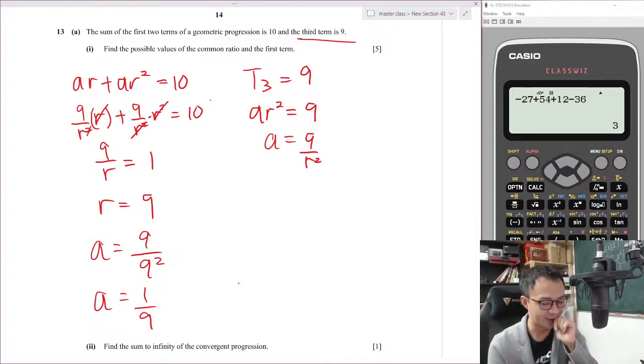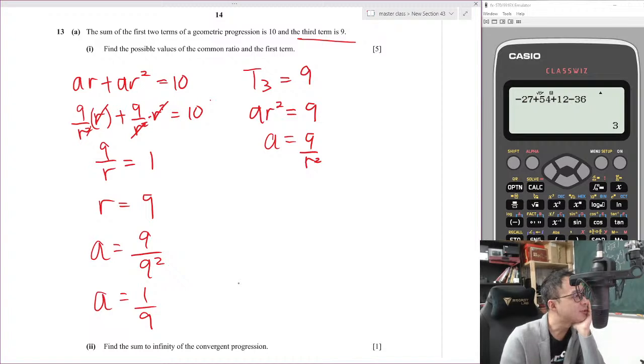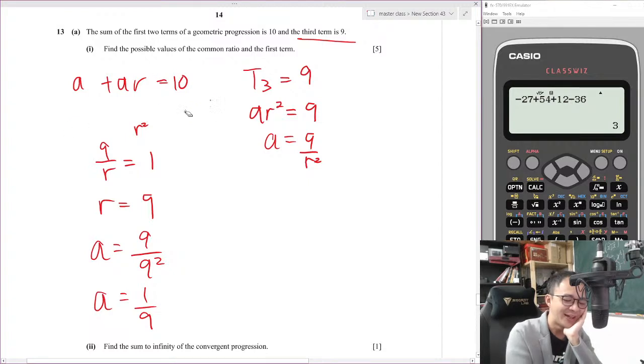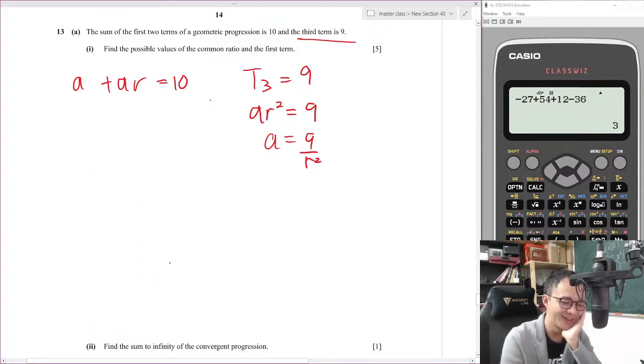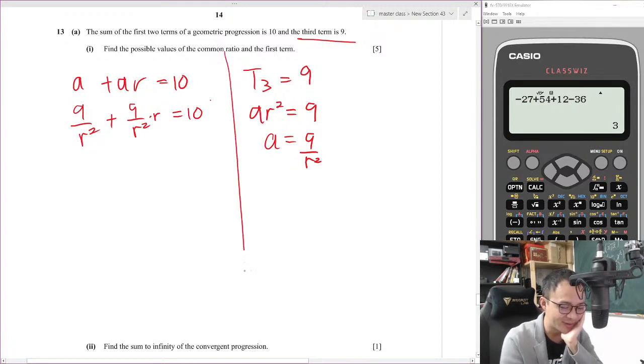Okay, I guess this is my answer, and do I have any square thing I kind of need to solve here? So, am I making any careless mistake here? Sum of first two terms of GP is 10, right? Oh, the first two terms are A plus AR. What am I doing? I summed the second and third terms. So yeah, 9 over R squared plus 9 over R squared times R equals 10. Yeah, it was way too easy just now. Yeah, scared me. So 9 over R squared plus 9 over R equals 10.